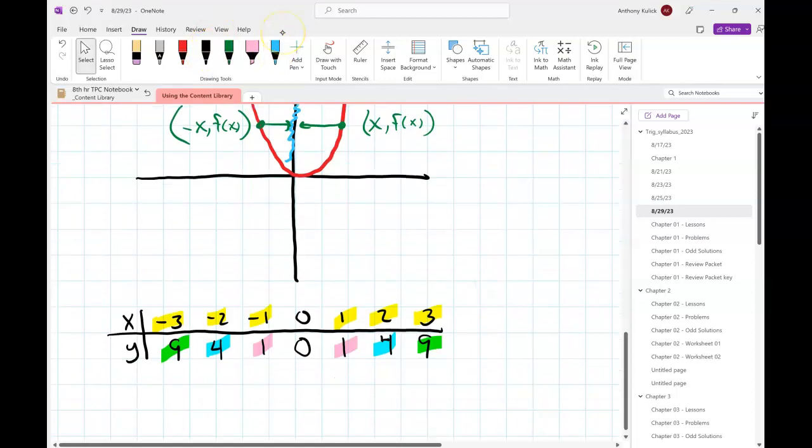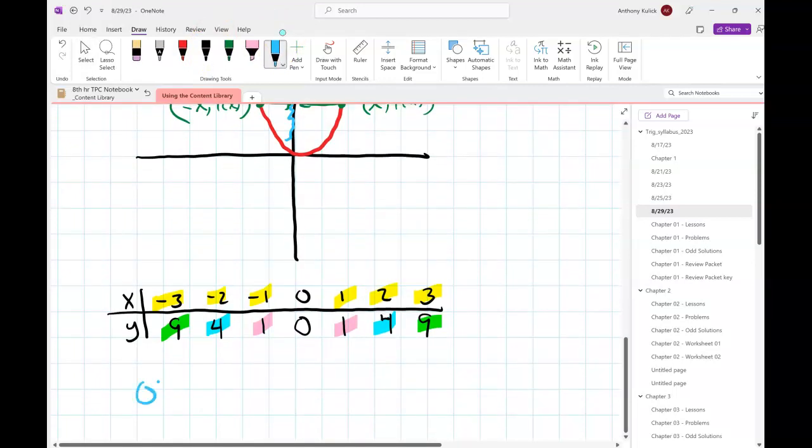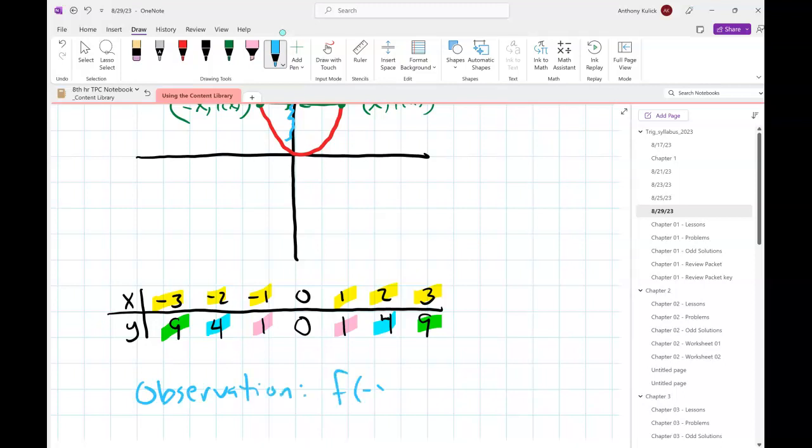So what is this really telling me? Well, it's saying that f of -x should just give me f of x, right? When I plug -3 in, I get the same y-coordinate as if I plugged +3 in. Is everybody okay with that?